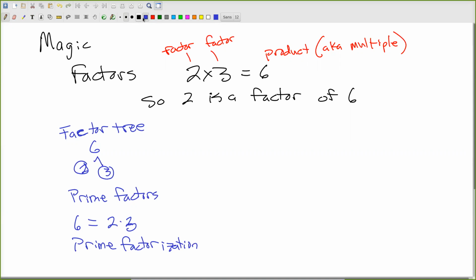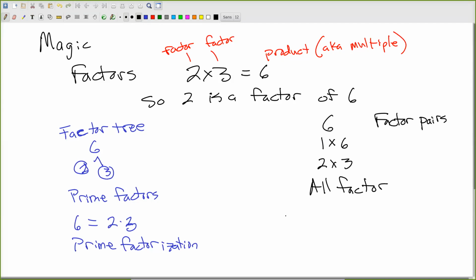The other technique we apply with factors in a number are looking at factor pairs. And that's where we imagine making a rectangle out of 6. We could do it as 1 times 6 or 2 times 3, and we don't worry about flipping it to 3 times 2. And when I look at the factor pairs like this, then this gives me all possible factors of a number. So I can see all the factors of 6 are 1, 2, 3, and 6. I have all the factors there.